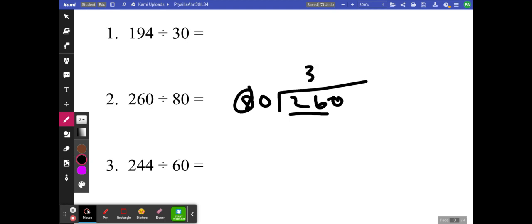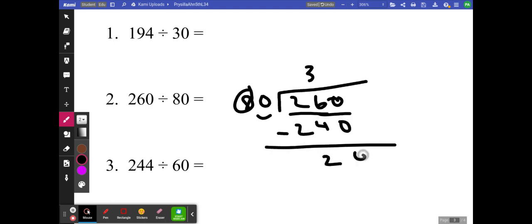And then you're going to bring everything in, including that 0. So 8 times 3 is 24. You're going to add the 0, and you get 240. Oh, sorry, I placed the 3 in the wrong place. 3. And obviously, there's no decimal that's going to continue. 80 doesn't go into 20, so you get 3 with the remainder of 20.